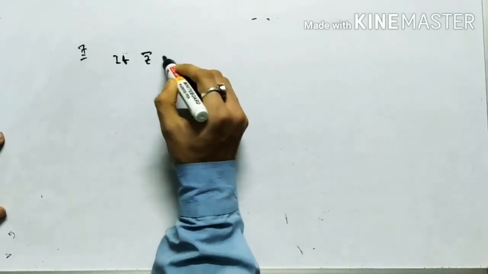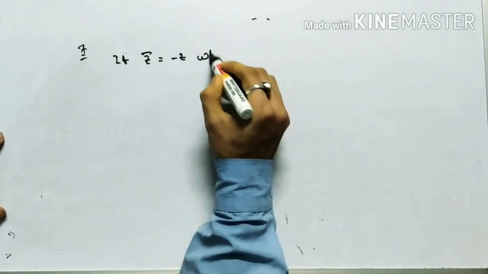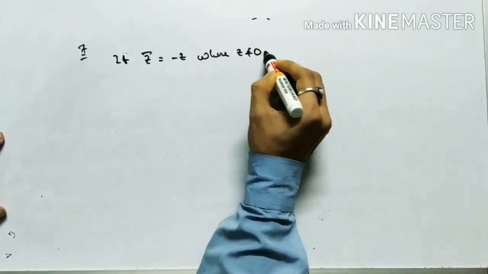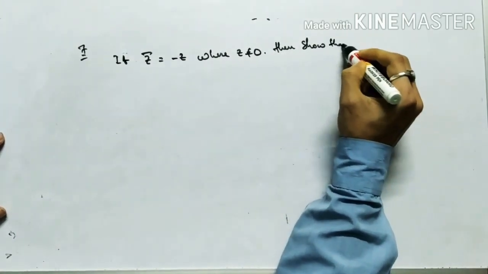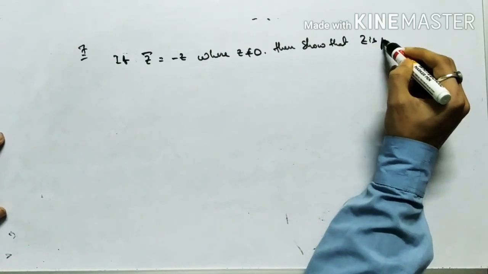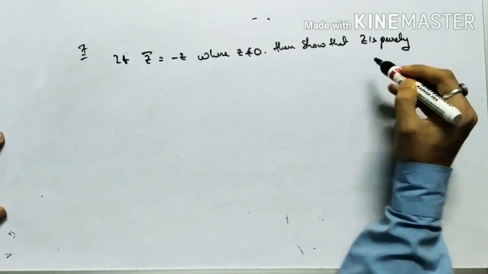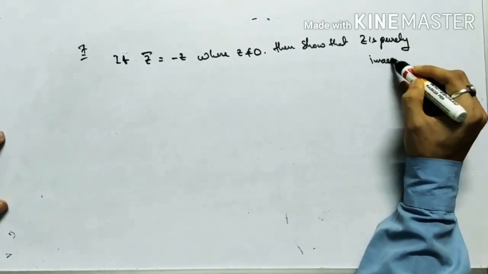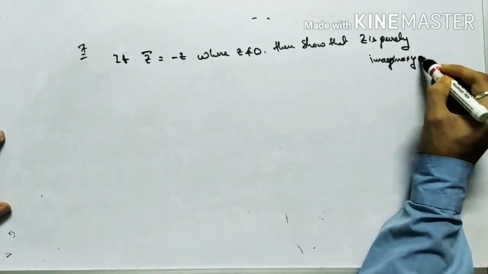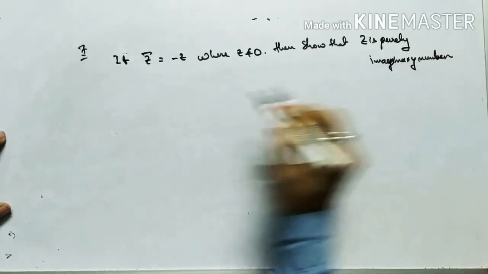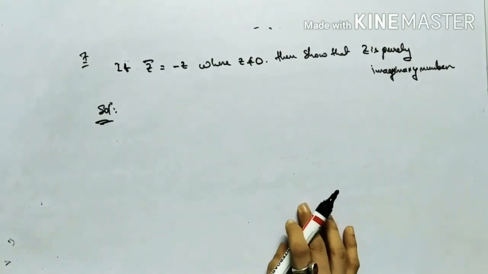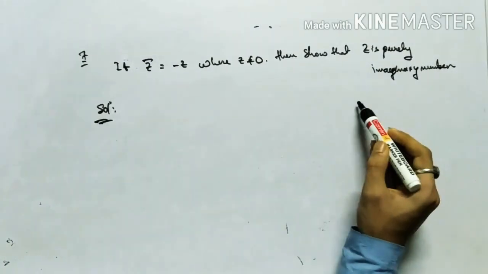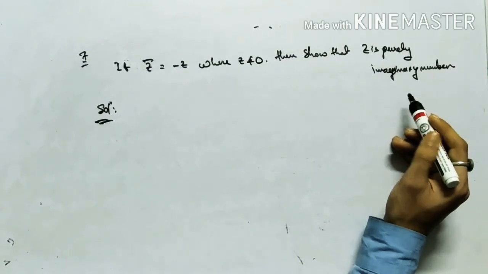If z bar is equal to minus z, where z is not equal to 0, then show that z is a purely imaginary number. So here, this is given, z not equal to 0, and we have to show that z is a purely imaginary number.